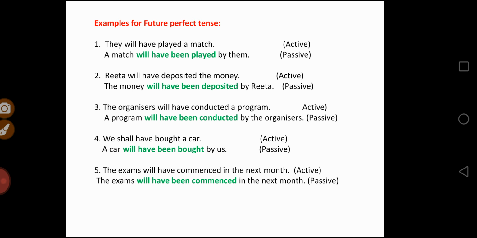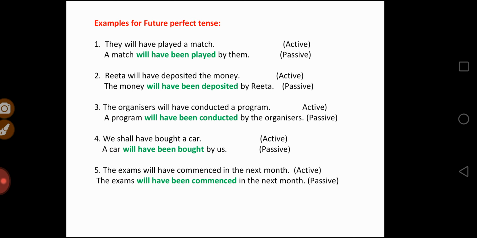Examples for future perfect tense. They will have played a match. A match will have been played by them. Rita will have deposited the money. The money will have been deposited by Rita.